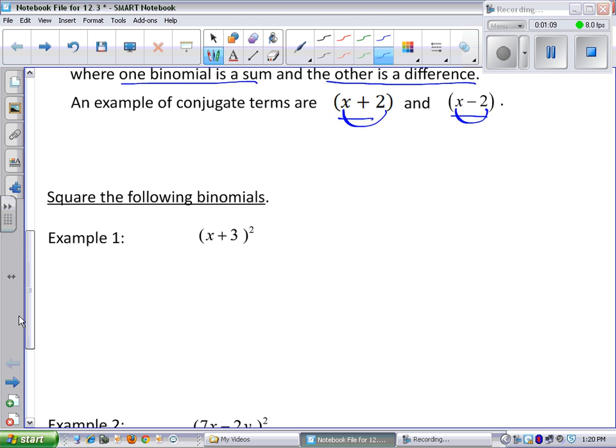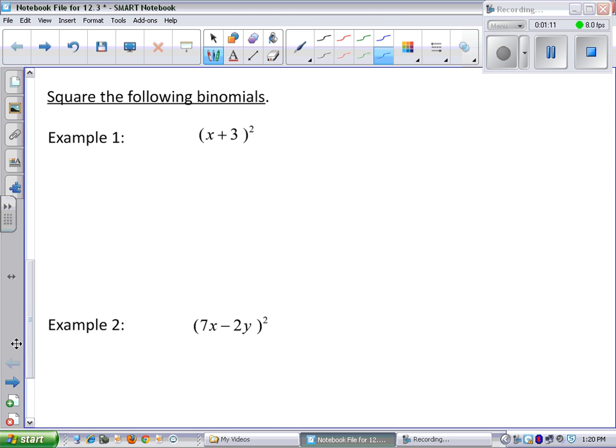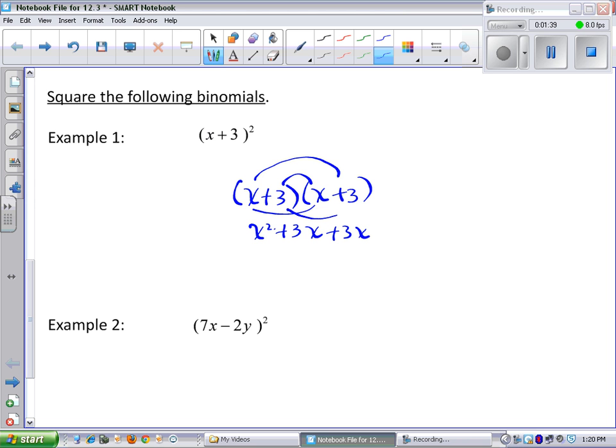So let's start our examples with squaring the following binomials. Example 1, we want to square x plus 3 squared. Now, what does it mean to square something? It means to multiply it times itself. If I'm squaring x plus 3, I'm going to multiply x plus 3 times itself, and then I can FOIL that out. X times x is x squared. The outside gives me plus 3x, and the inside gives me plus 3x, and the last, 3 times 3 gives me plus 9, so that I now have x squared plus 3x, and 3x is 6x plus 9.